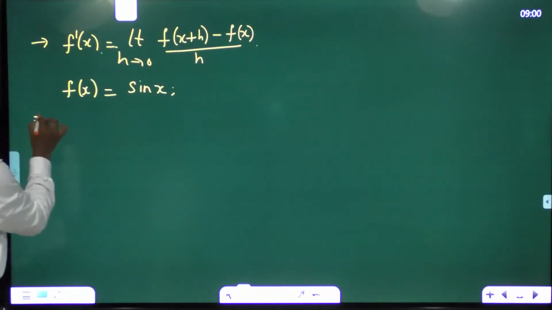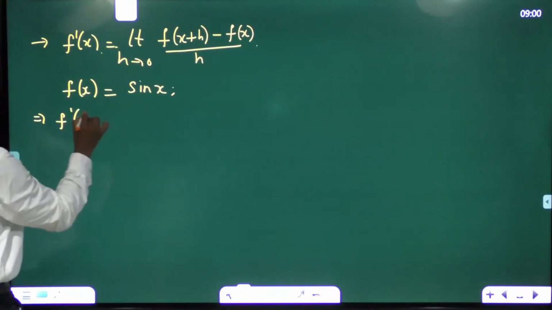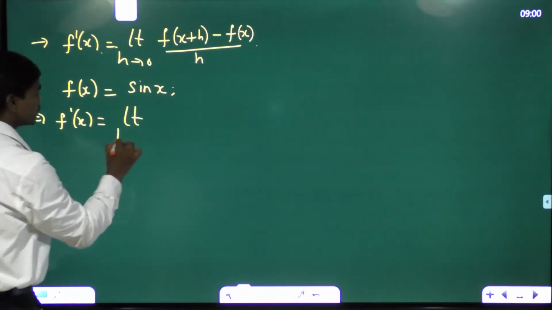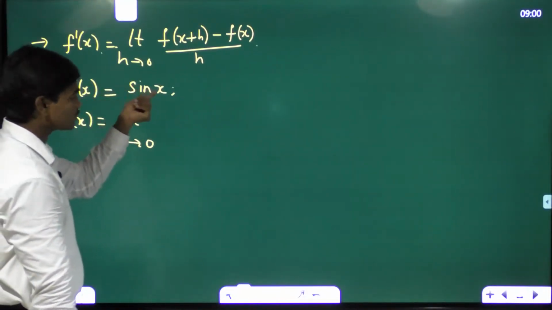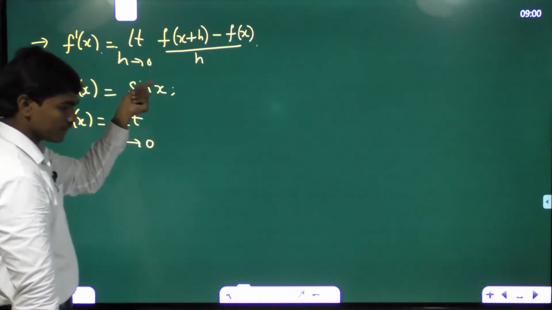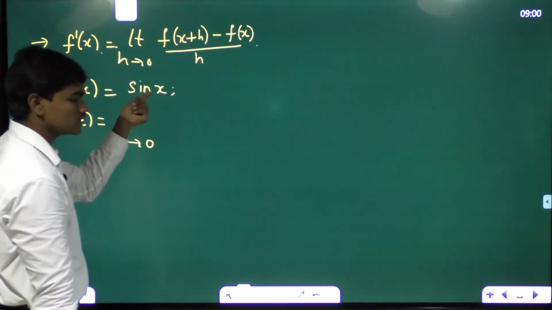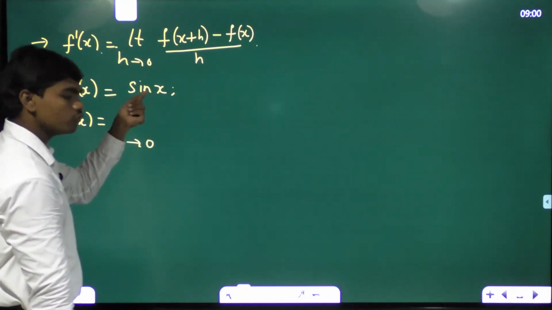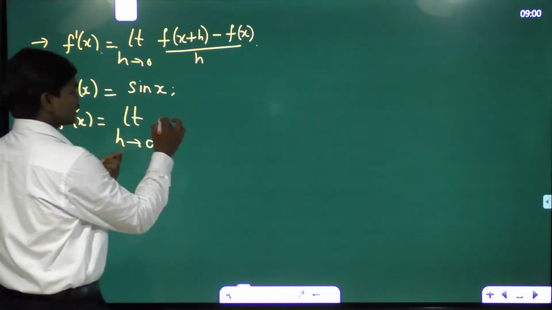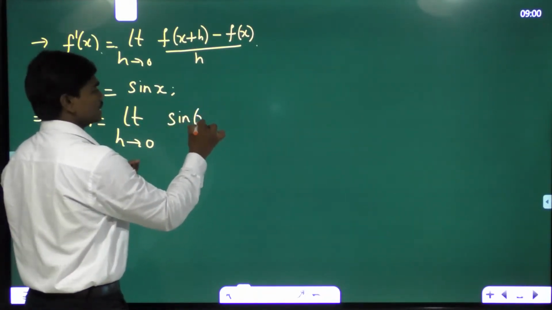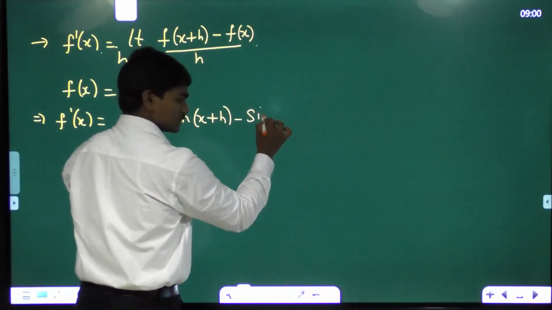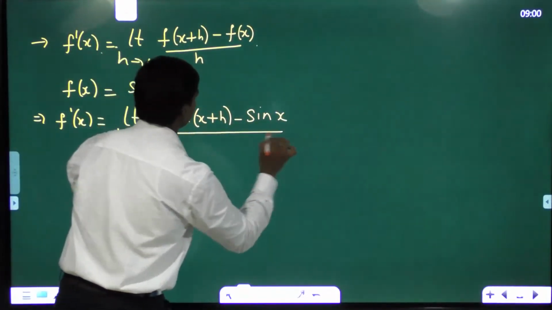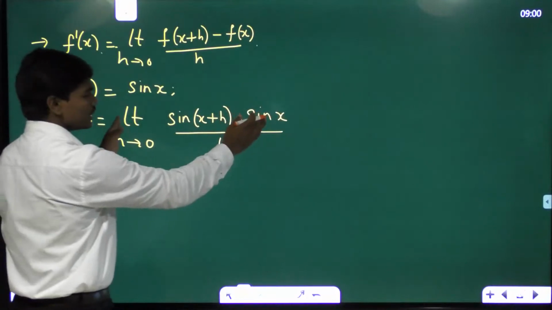Now let us apply this. This implies f'(x) is equal to limit h tends to 0. Now tell me, if f(x) is sin x, what is f(x plus h)? Sin of x plus h, correct? Sin(x plus h) minus f(x), which is sin x, divided by h. Now let us try to evaluate this limit.